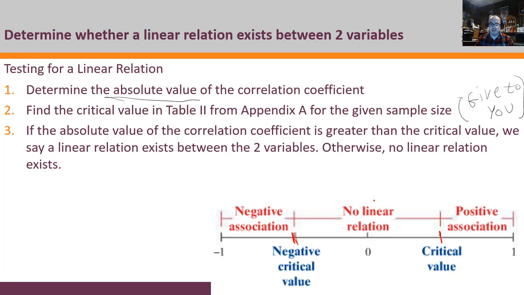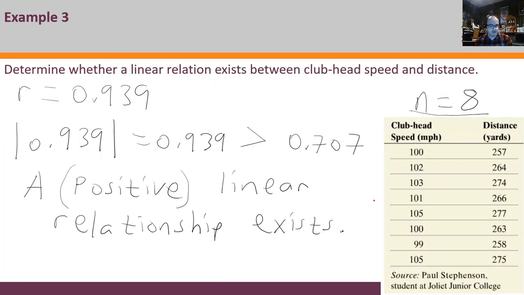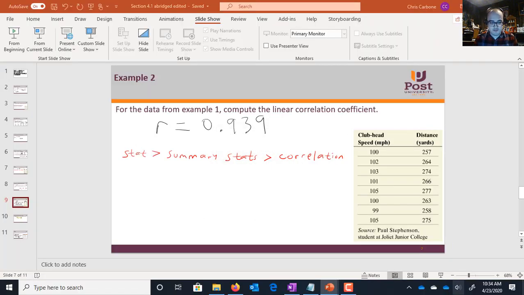So to give an example of that idea, I have example number 3 here, and that's to determine if there is a linear relationship between club head speed and distance. I mean, we already saw it in the example, but just to show this process. We take the correlation coefficient of positive 0.939, take the absolute value of that. That still makes positive 0.939. And we could count the number of entries in here. There's a total of 8. And then we need to open up that critical value table.